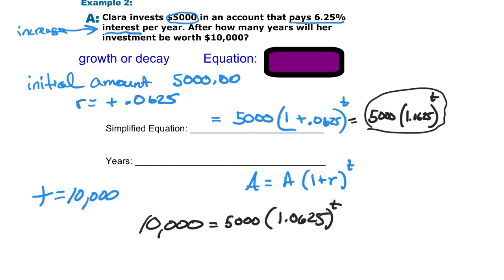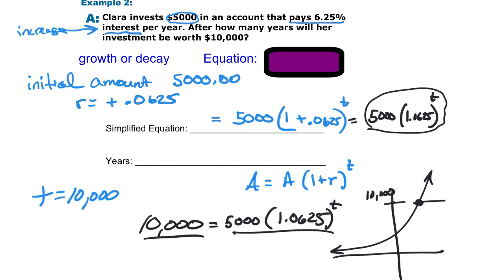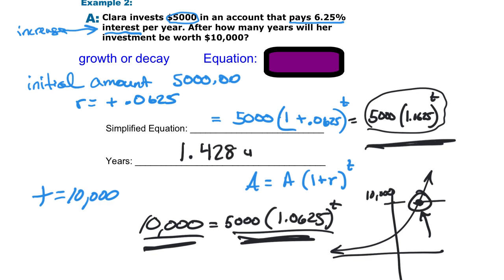Now for a problem like this, we're going to go to Desmos. All right, so when I graph these two, they end up intersecting right here. When we graph and figure out that point, it will happen in 11.428 years. Okay. 11.428 comma 10,000 is the point you're looking for on Desmos.